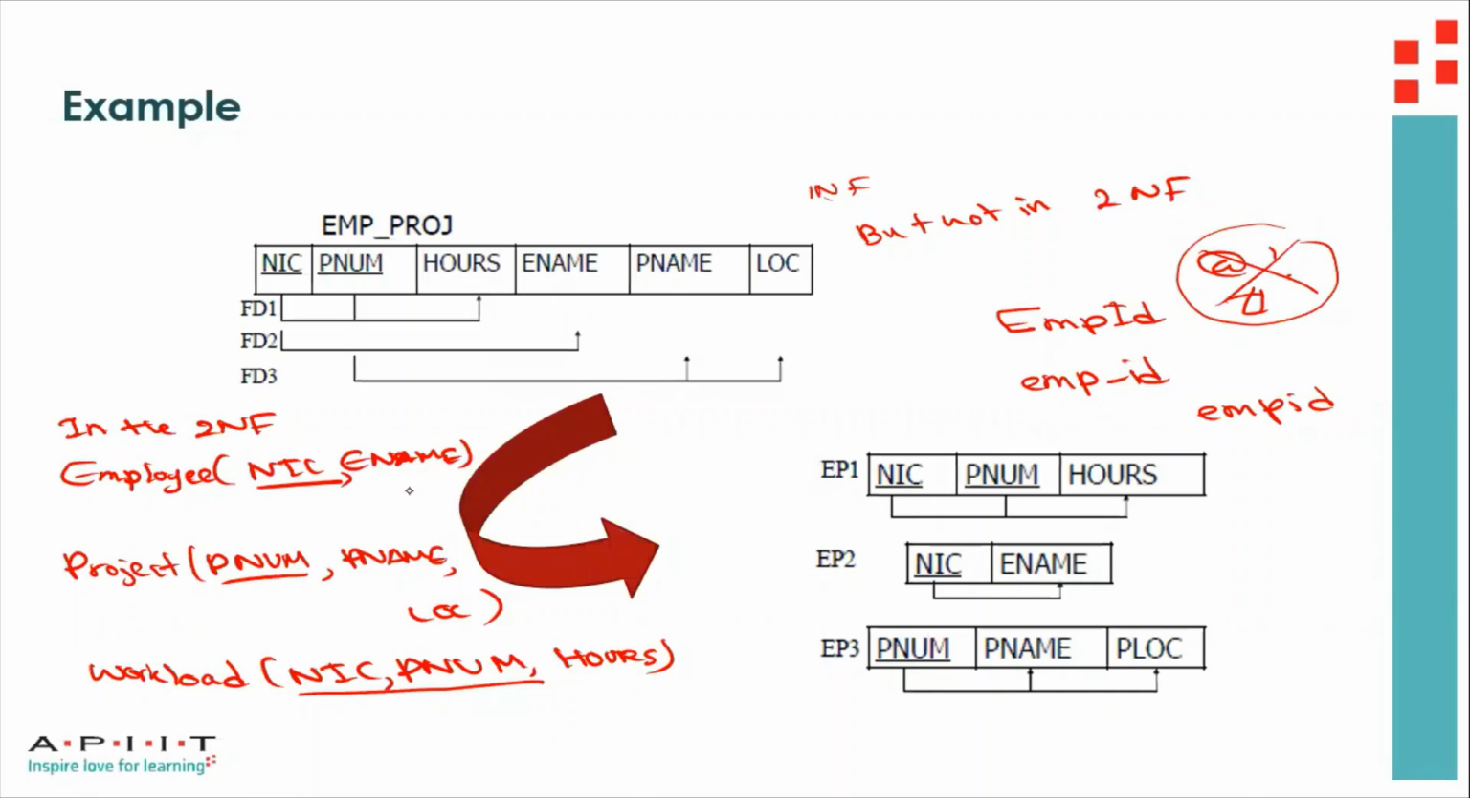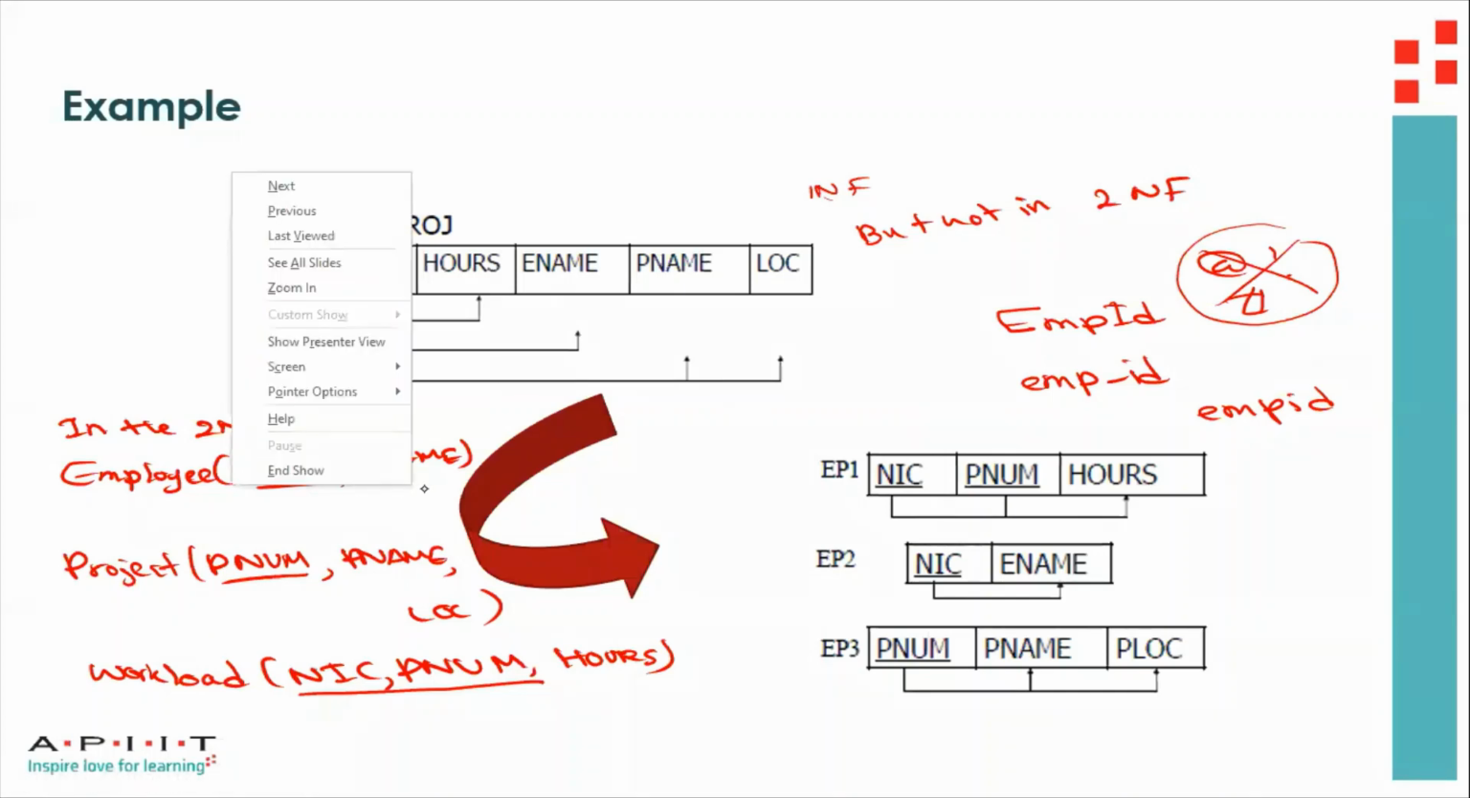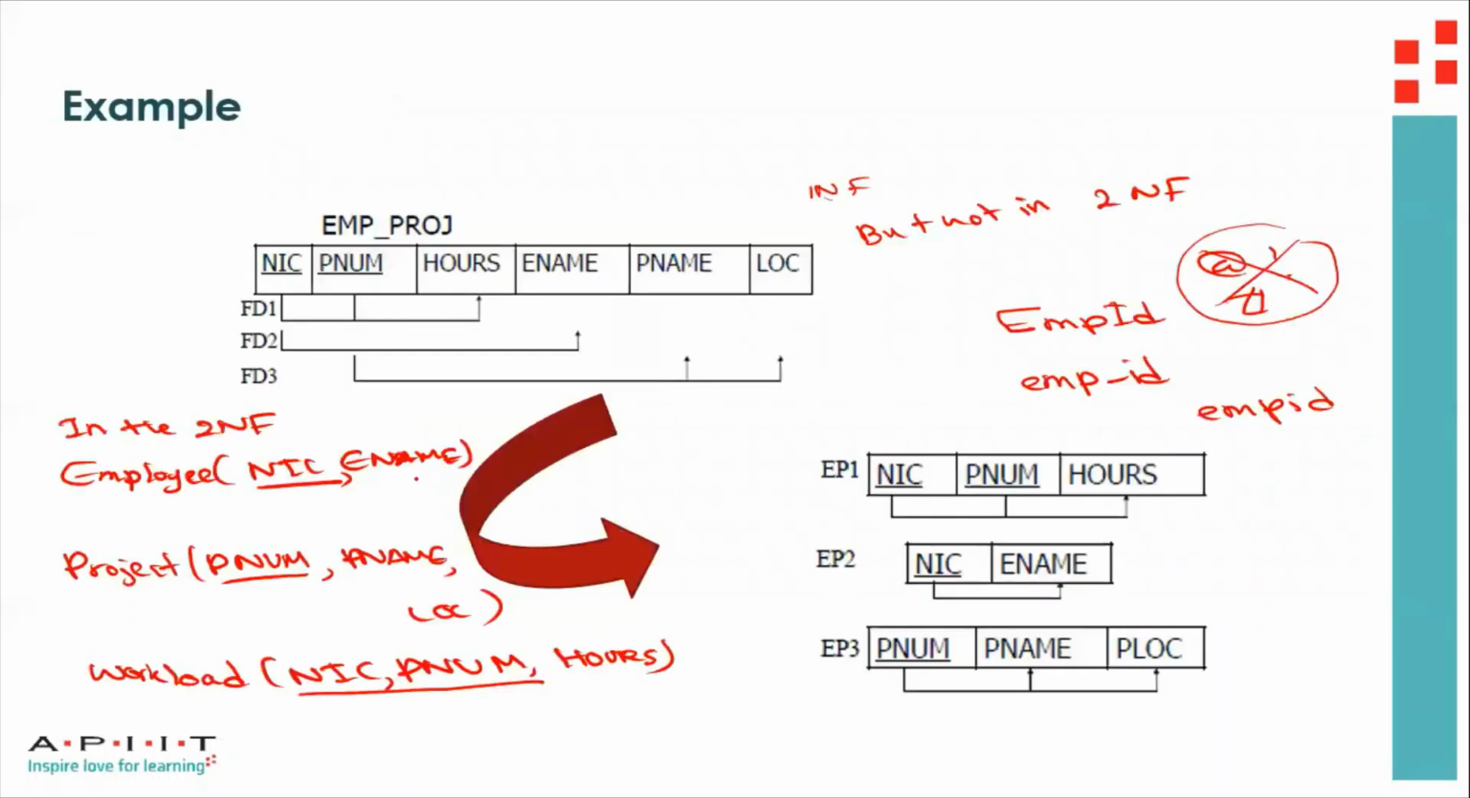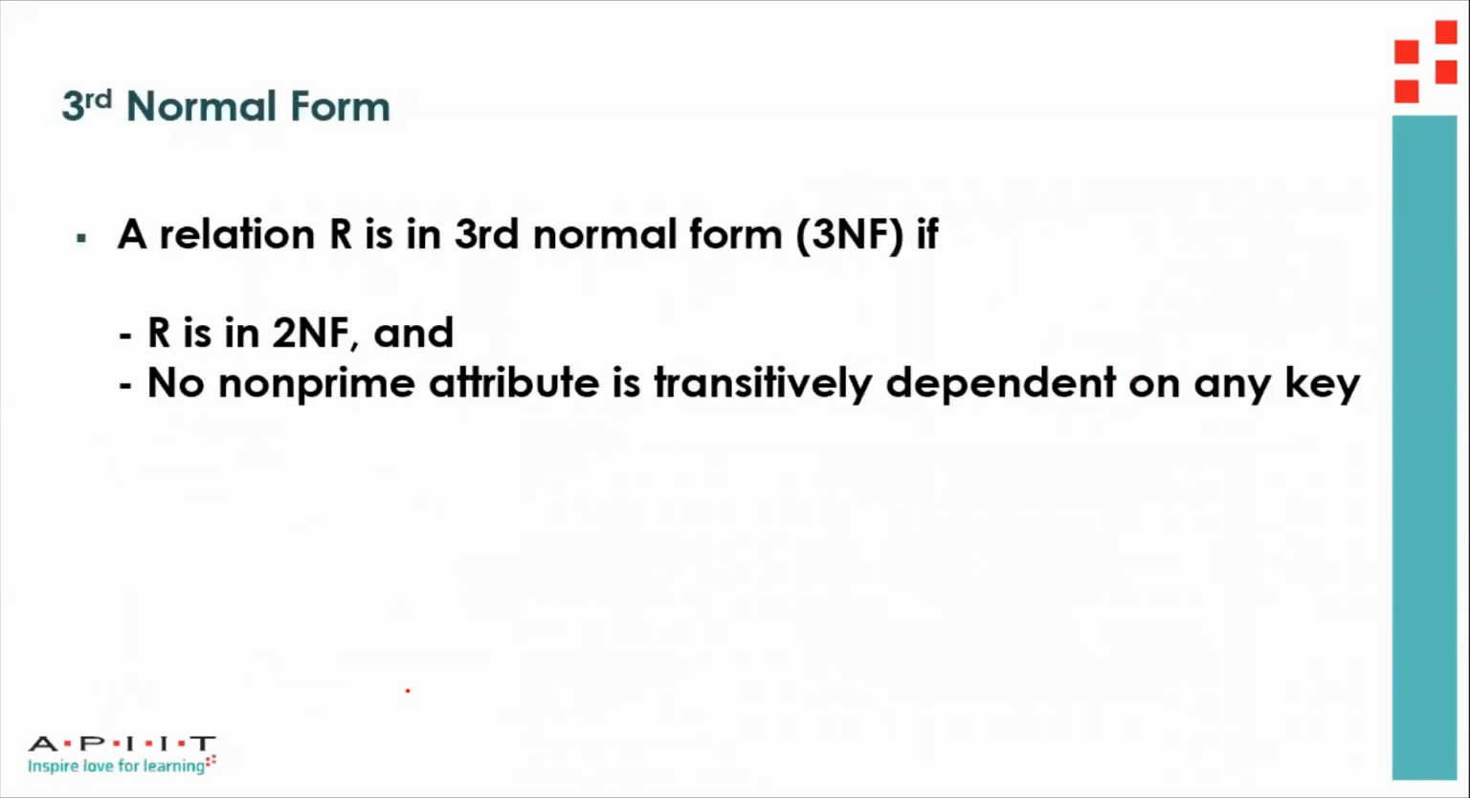See, full dependencies. E-name is depending on the NIC. Project name is depending on the project number, location is depending on the project number. And NIC and the PNUM, hours are depending on these two attributes. So hours, work hours: who is the employee and what is the project, like that. Okay, so let's move to the third normal form.